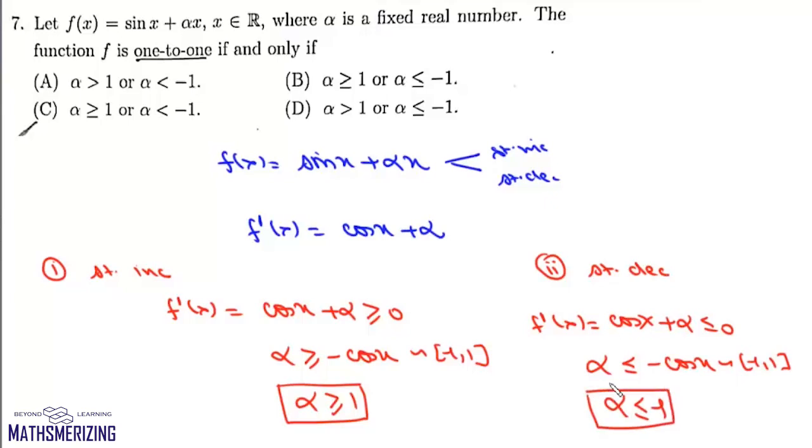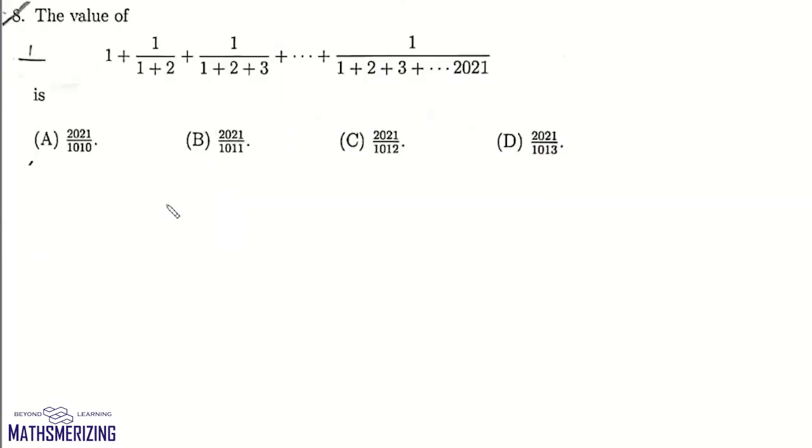So the answer to this question is either the value of alpha is greater than or equal to 1 or less than or equal to -1, and that's your option B. Now question number 8 is telescopic summation.